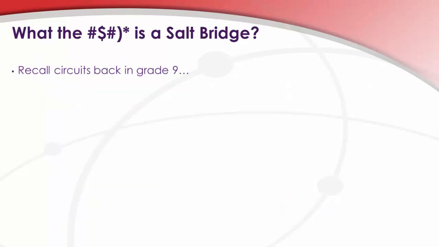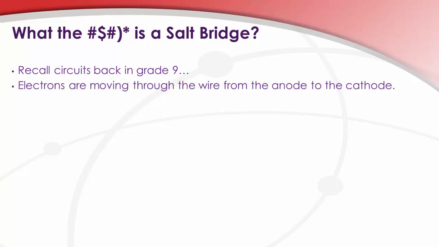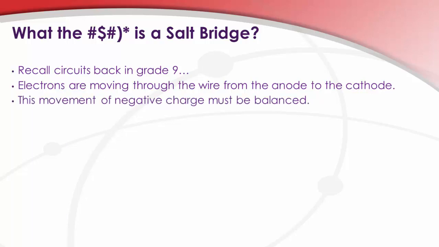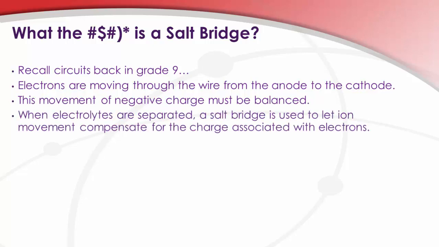So the salt bridge thing, remember that anytime you have a circuit, you have to have the electrons go around in a circle. Well, we have half of this. We have the electrons moving through the wire from the anode to the cathode. But that negative charge moving from the anode to cathode has to be balanced. We can't build up charge anywhere in the system.